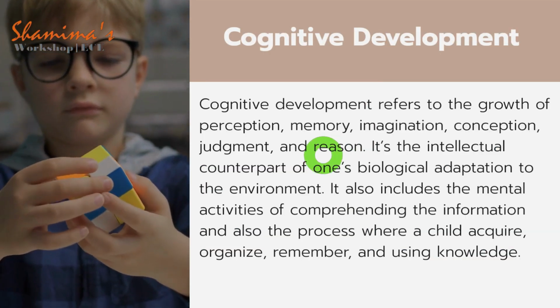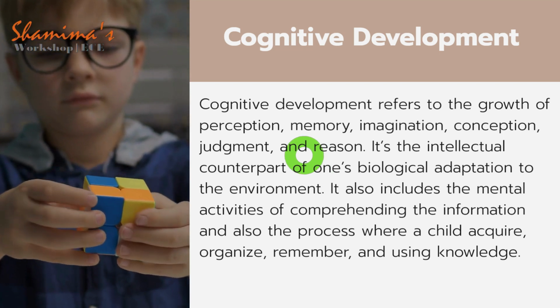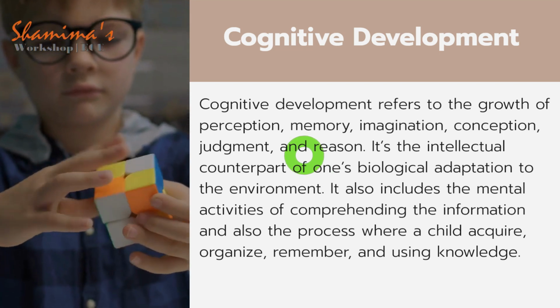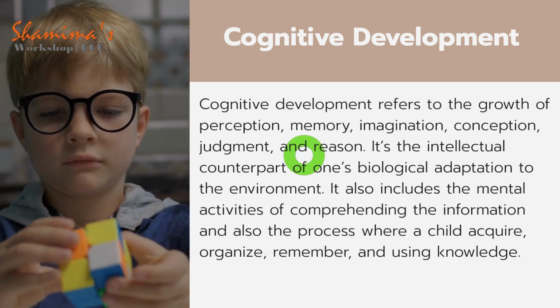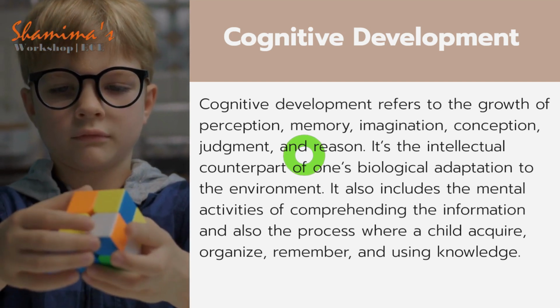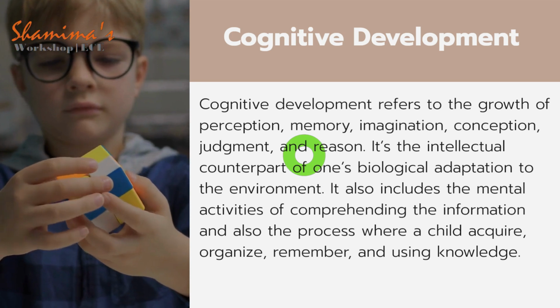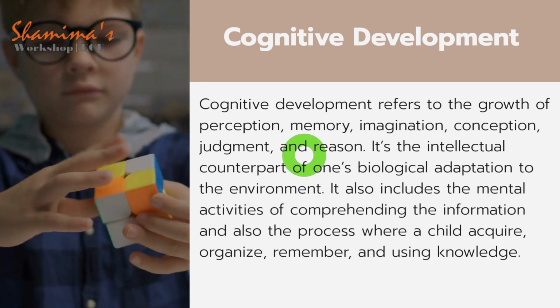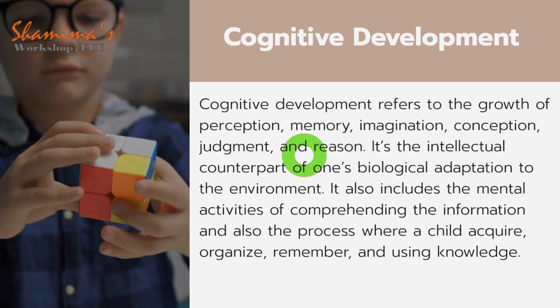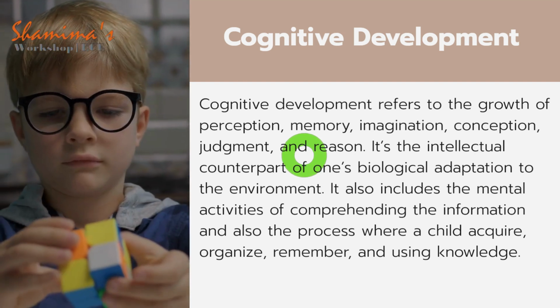Cognitive development refers to the growth of perception, memory, imagination, conception, judgment, and reason. It's the intellectual counterpart of one's biological adaptation to the environment. It also includes the mental activities of comprehending information and the process where a child acquires, organizes, remembers, and uses knowledge.